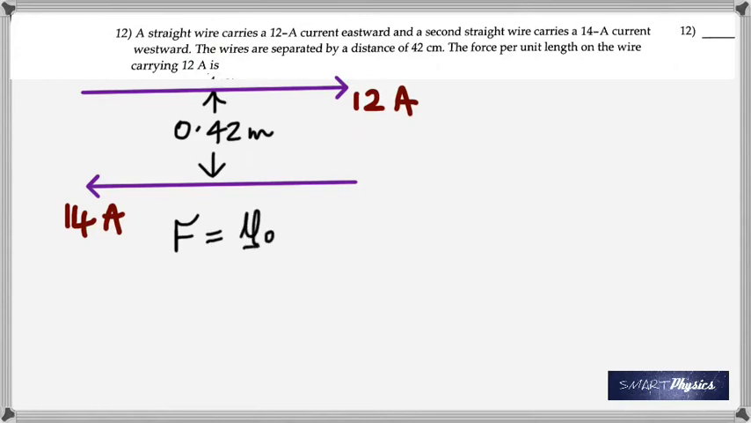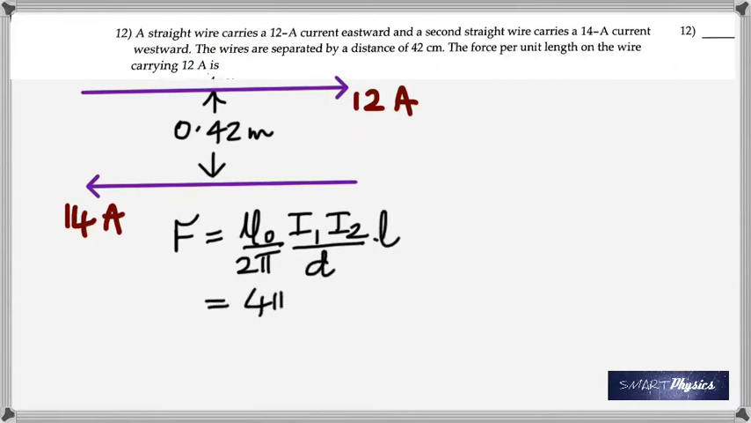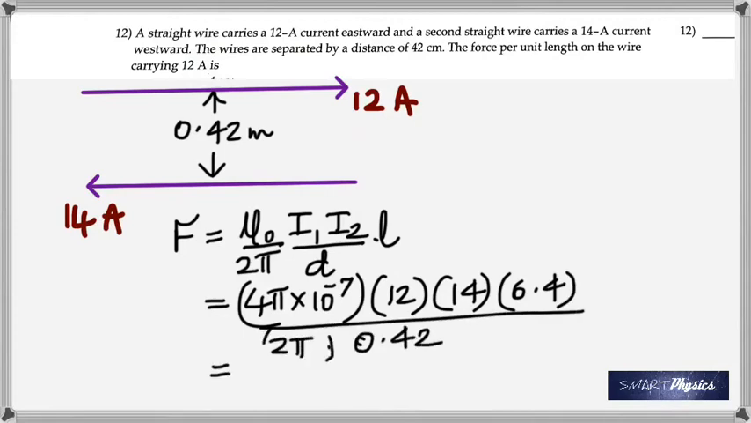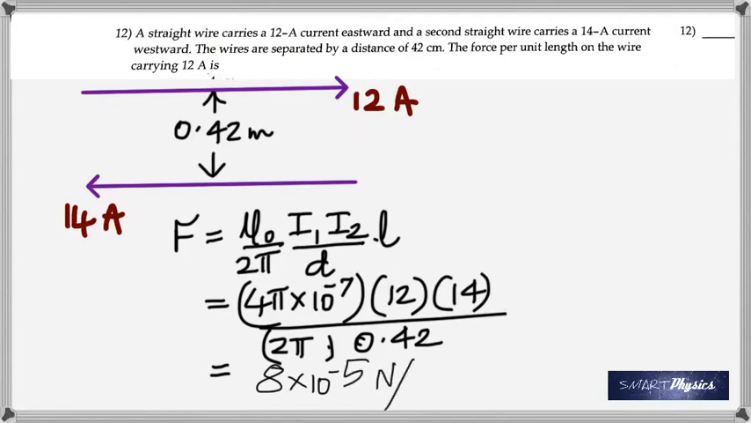That's the diagram. And force between parallel conductors carrying current is given by this equation. You know both the currents, 12 and 14, and the length is just 1 meter because it says per unit length, and you get the answer as 8 times 10 to the negative 5 Newton per meter.